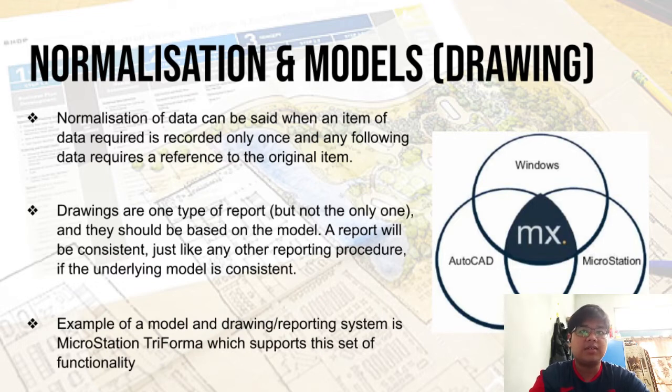In terms of construction, reports were made based on the model of the structure in the form of drawings. However, drawings are not the only type of reports. So, a report will be consistent, just like any other reporting procedure, if the underlying model is consistent. An example of a model and drawing or reporting system is MicroStation and Triforma, which support this set of functionality.